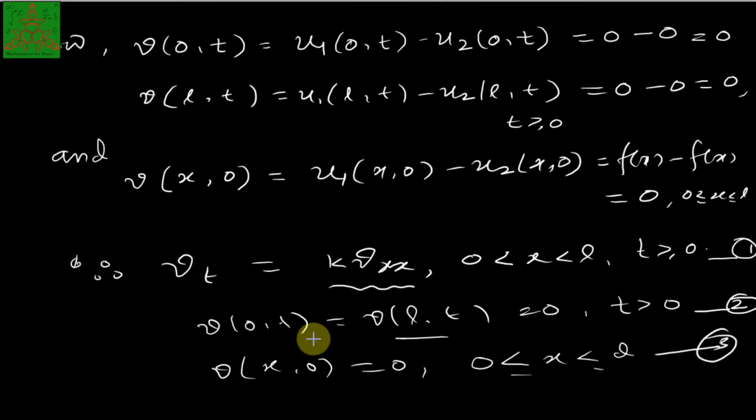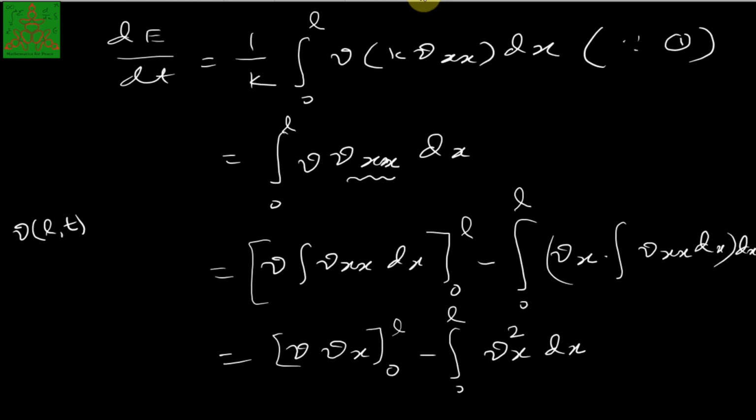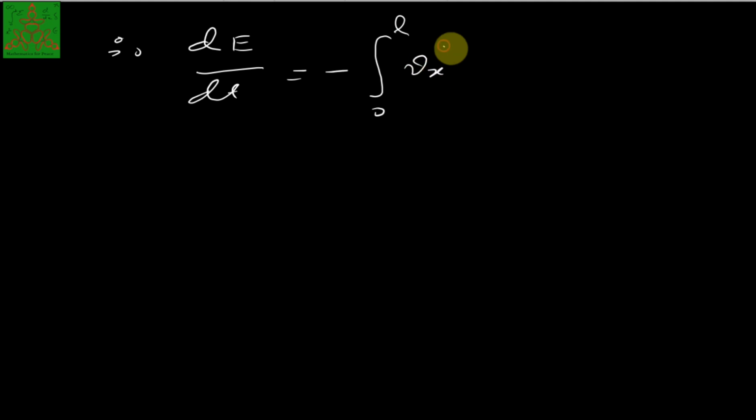Due to equation 2, v(L,t) is 0 and v(0,t) is also 0. So when I substitute L in place of x and 0 in place of x, this term will be 0. So only minus integral from 0 to L of vx square dx remains. This is because of equation number 2. Therefore dE by dt is equal to minus integral from 0 to L of vx square dx, which is less than or equal to 0, because this function is positive and there is a negative sign in front of it. That's why this derivative is negative.